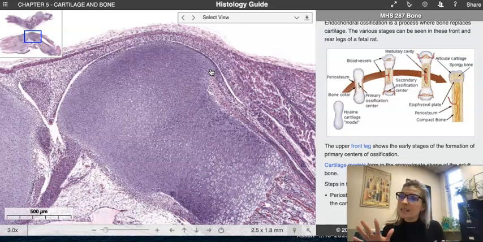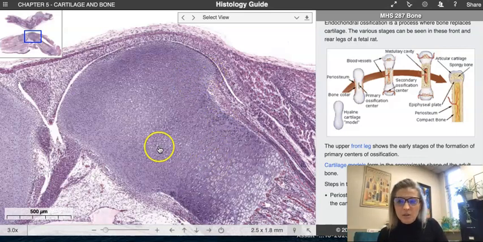So we don't replace the entire surface with bone, right? At the epiphyses ends, or at the articular surfaces of bones that make joints, we are going to retain a little bit of that hyaline cartilage there.